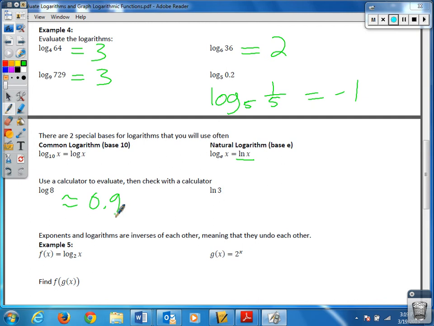Then it says check with the calculator. To do that, we would just take this 0.9 and raise 10 to the power of that, because again, this is the base 10 log. If there's no number for the base, it's implied that it's a 10. So I could write a little 10 right there if I want. So we would take 10 to this power, 0.9, and we should get about 8. It's not going to be exact because we rounded it off, but it should be close.